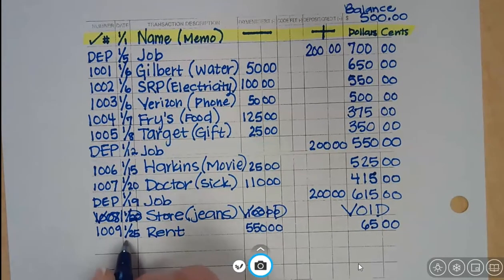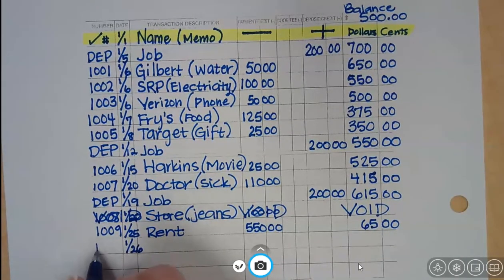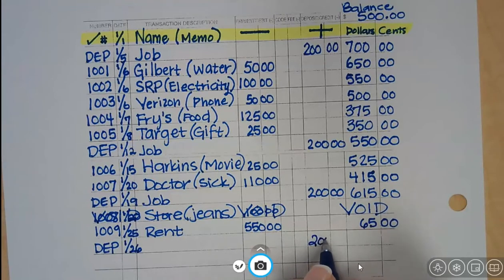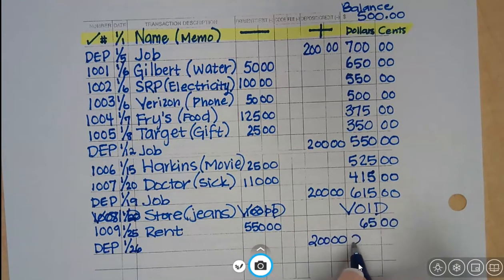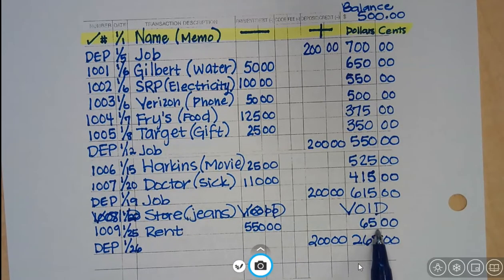And then on January 26th, I get paid again. And now some of you might be saying, well, then you could have bought those jeans because you're going to get paid $200 again, which would put you at $265. But I would have bought those jeans up here, and that would have made this amount negative. Even though this is a day later, I can't overdraw my account before I have a deposit.